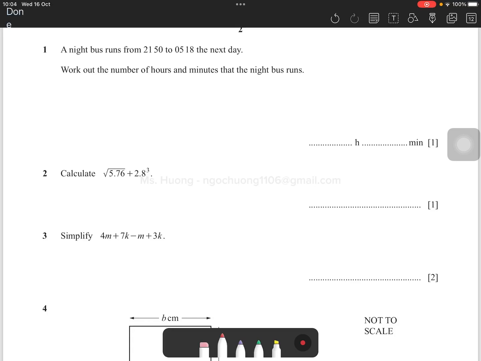Question 1. A night bus runs from 21:50 to 5:18 the next day. Work out the number of hours and minutes that the bus runs. So first of all, we'll draw a timeline for this question. We start from 21:50 and end in 5:18.